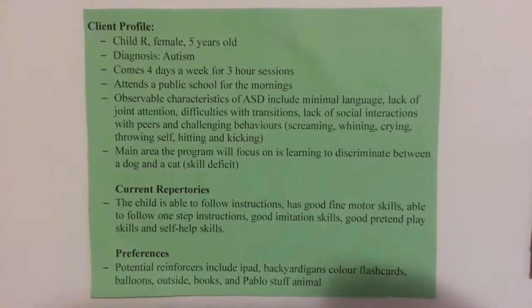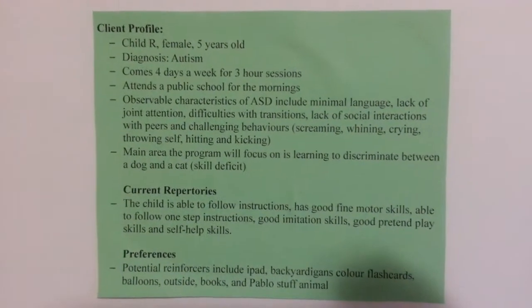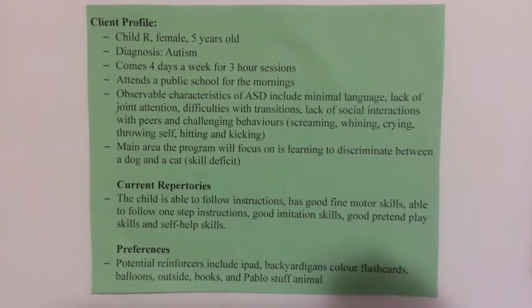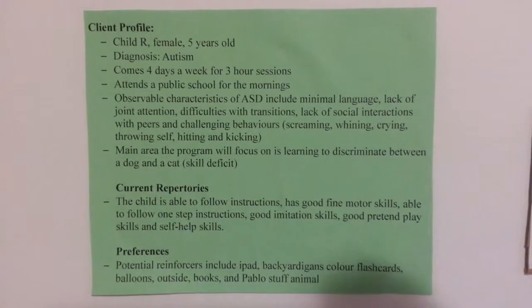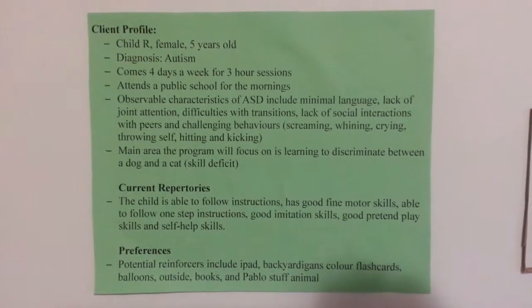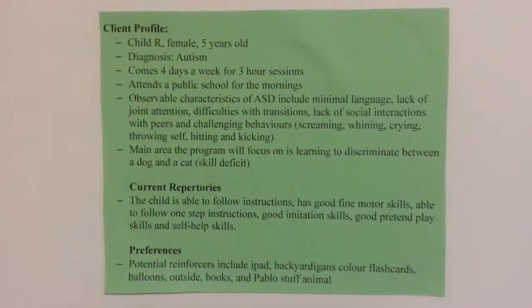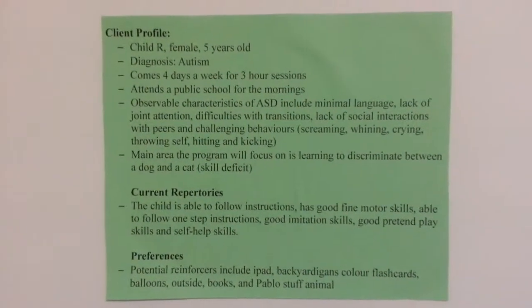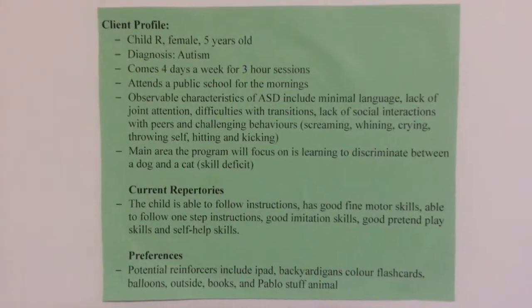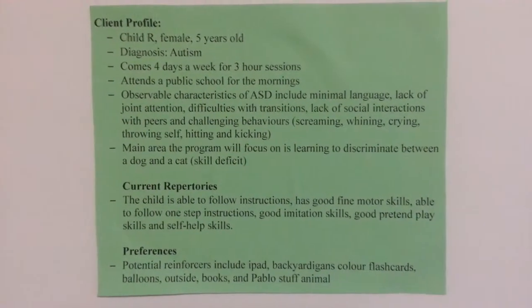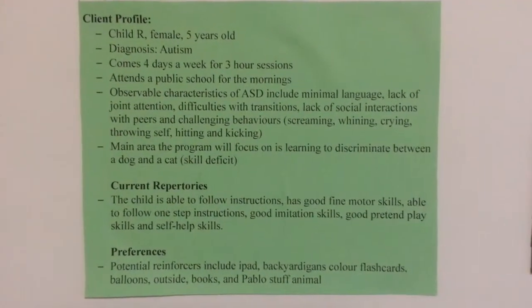Client profile. Our child's name is Child R. She's a female and she's 5 years old. She's diagnosed with autism. She comes to Brick by Brick 4 days a week for 3-hour sessions per day. She attends a public school in the mornings. Some characteristics of autism that I observed were minimal language, lack of joint attention, difficulties with transitions, lack of social interactions with peers, and challenging behaviors, which include screaming, whining, crying, throwing stuff, hitting, and kicking.